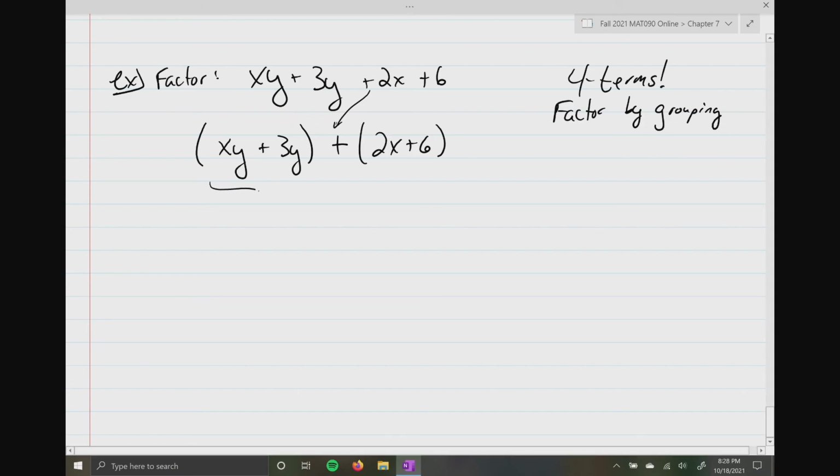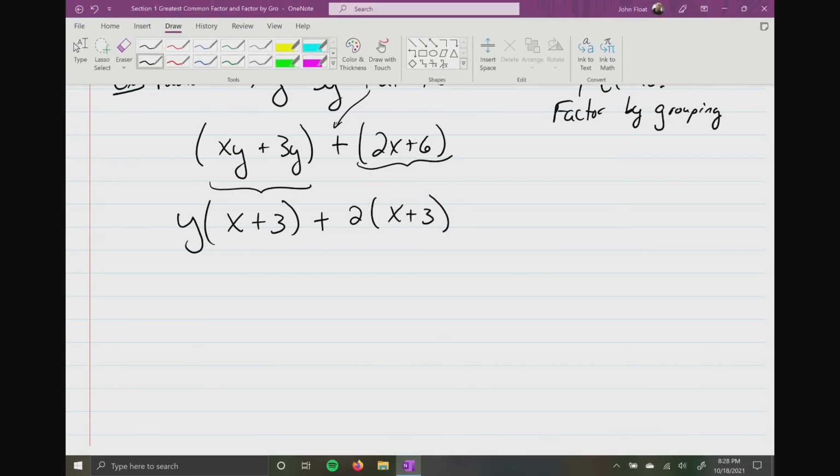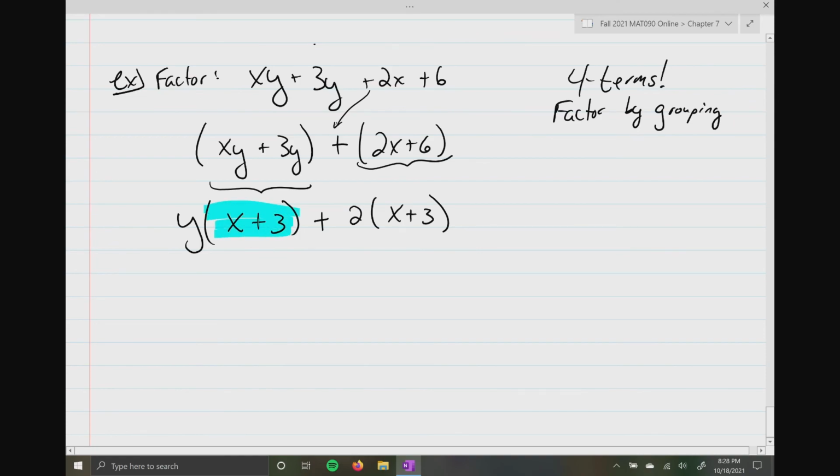So for the first set of parentheses, that mini GCF is going to be the letter Y. And you're left over with x plus 3. Now, if we're doing this correct, the next set of parentheses has to be x plus 3. Well, let's see. Mini GCF for the second set of parentheses, I can only factor out a 2. That's it. But when you do that, look what you get. You get 2x plus 3. Notice my binomials match, which is exactly what should happen.